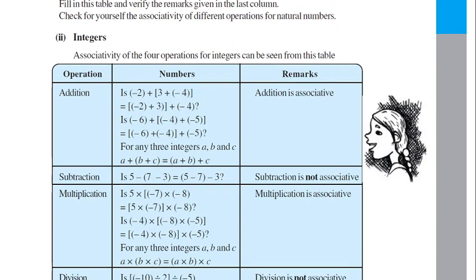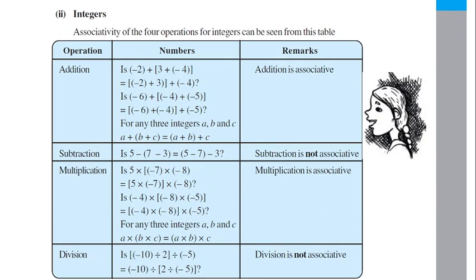Same way for integers, you have been given an example also, so just go through it. Addition is associative for integers. Integers means now we are replacing whole numbers by integers. In integers, minus numbers are considered, 0 is considered, and positive integers are also considered. So the group of minus, plus, and 0 is known as integers. So remember this thing.